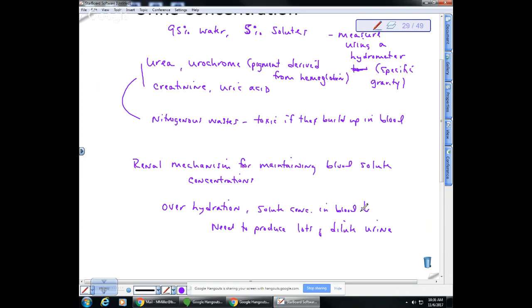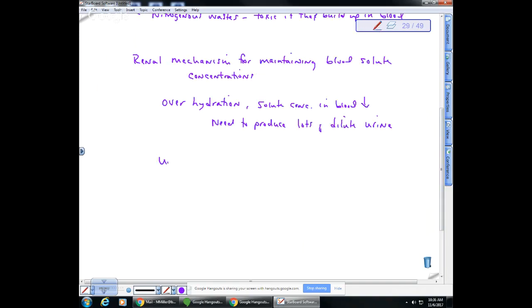Okay. So if we have underhydration, right, the solute concentrations increase in the blood. So in that instance, you need to produce little concentrated urine. Right? So you're conserving water.